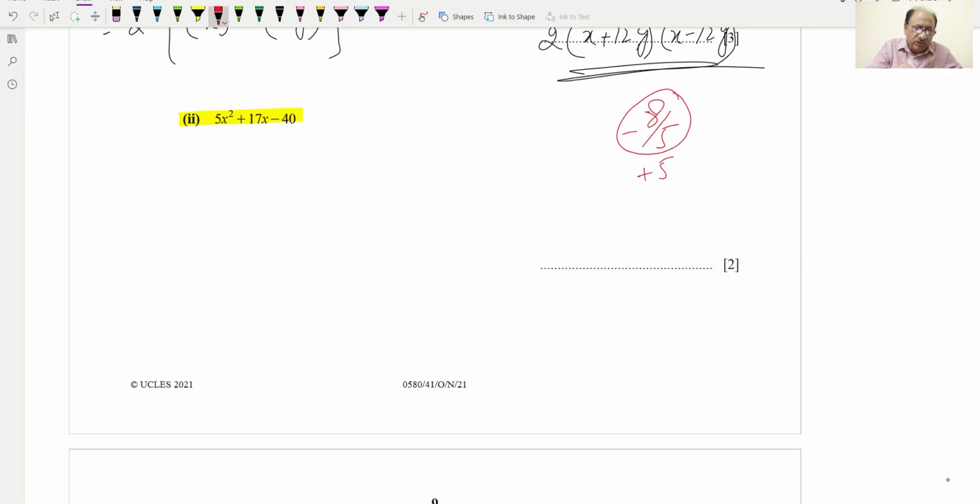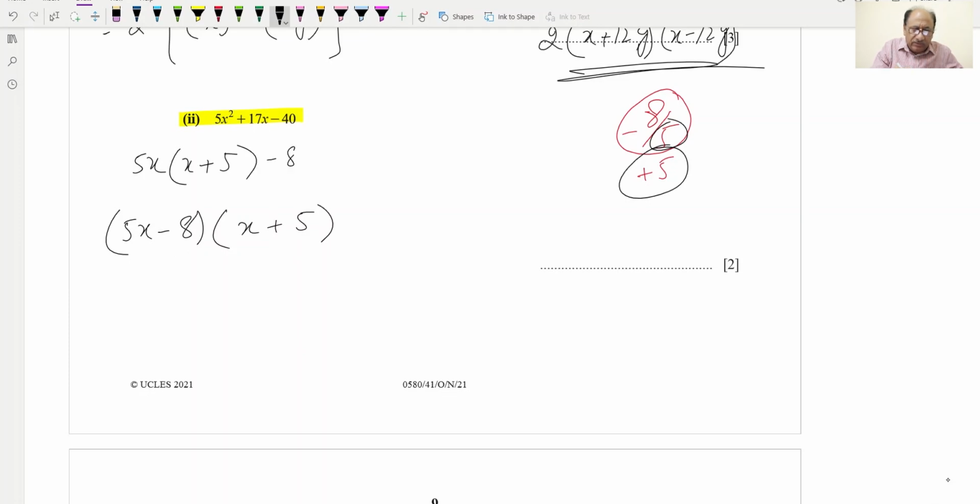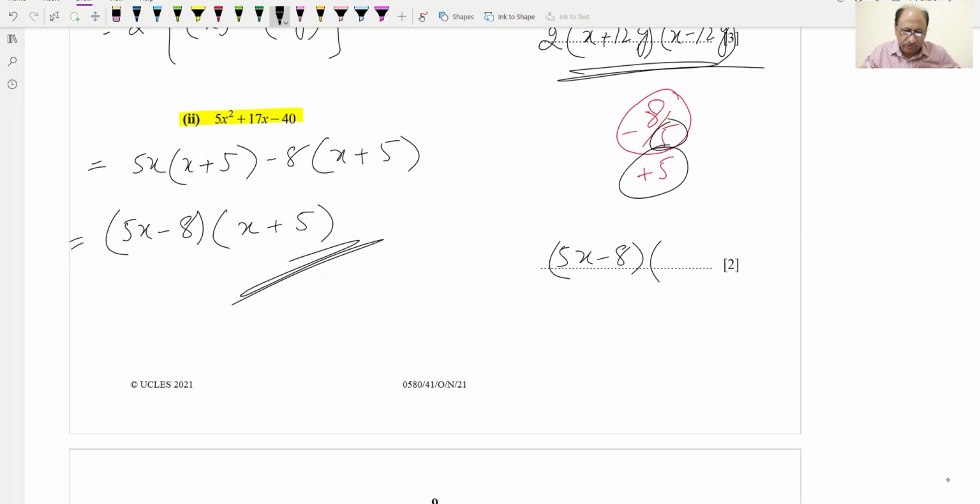First we'll use this. I'll keep a gap, I'll give the intermediate step later. So denominator we can write 5x and minus 8, and when we use this it will be x plus 5. In the intermediate step I will copy this 5x over here and this whole thing inside the bracket x plus 5, then minus 8, and this whole thing we can write here x plus 5. This will be your intermediate step, and this will be your answer, and nobody will be deducting your marks. This is the complete working which we can provide.